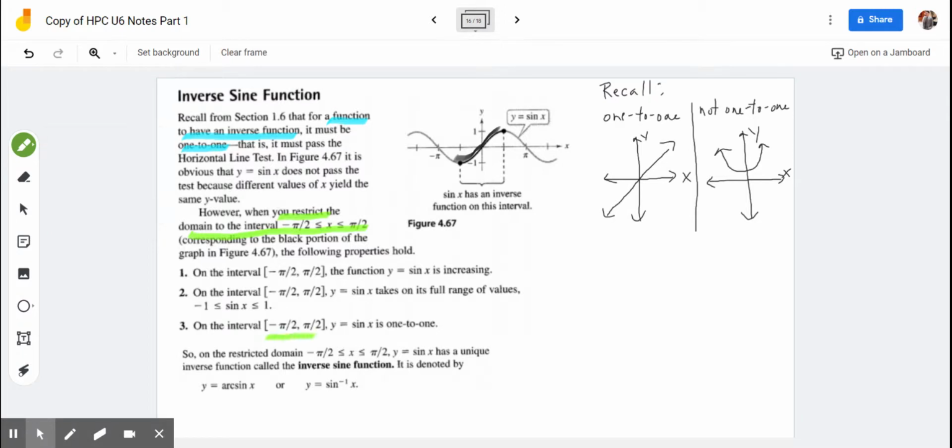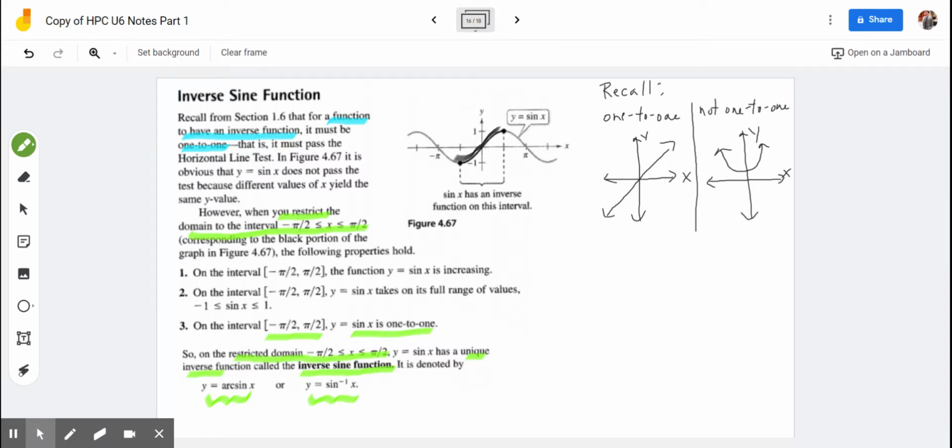On the interval negative pi over 2 to pi over 2, sine of x is 1 to 1. So on the restricted domain, negative pi over 2 less than or equal to x less than or equal to pi over 2, sine of x has a unique inverse function called the inverse sine function. And it's noted as such: arc sine of x or sine inverse of x.